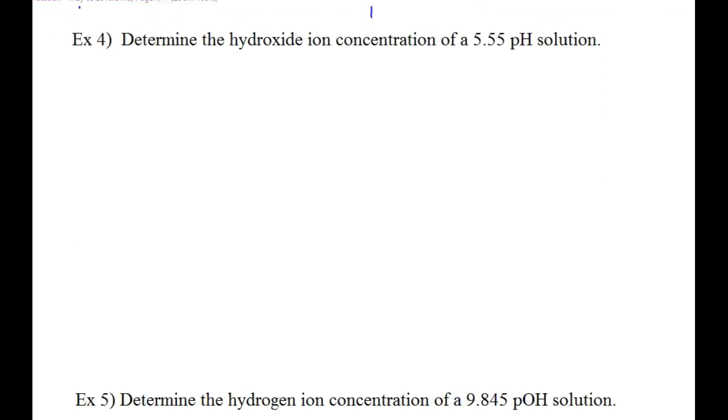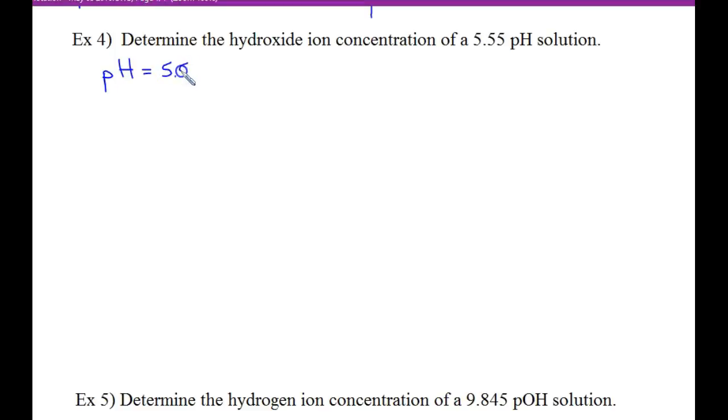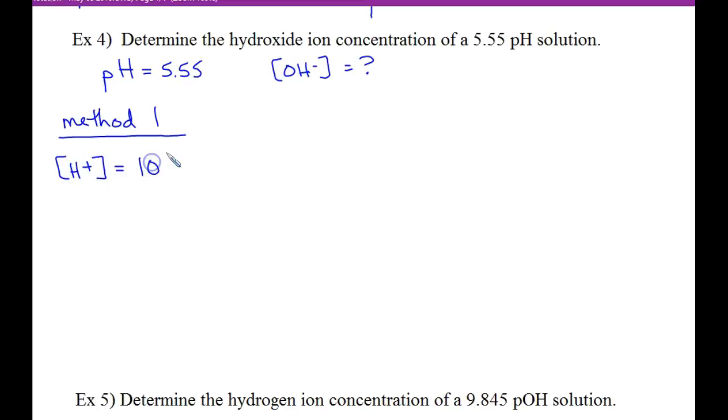Alright, now we're going to go in the opposite direction. We know in this problem that the pH is 5.55, but we want to know the hydroxide ion concentration. So, again, 2 methods to doing this. So method 1, we can undo this pH by saying that our hydrogen ion concentration is equal to 10 to the negative 5.55. And that should be 2.8 times 10 to the negative 6 molar.